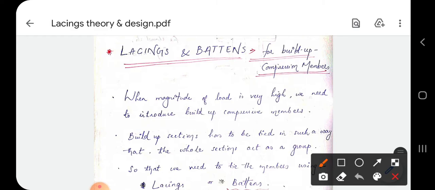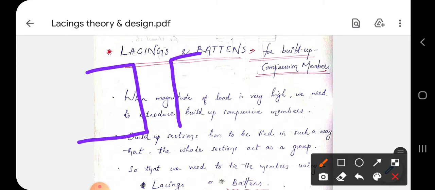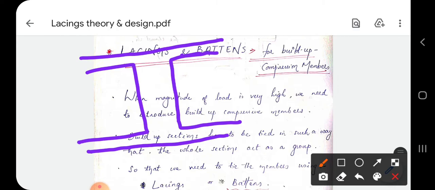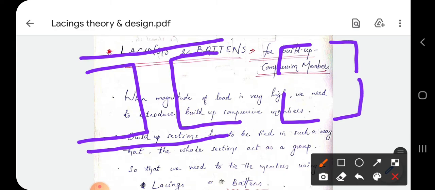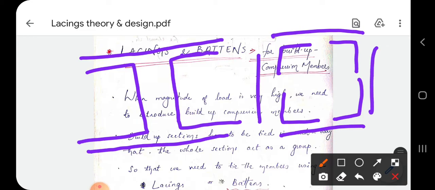For example, if we are connecting two channel sections, this is a top view of that column. We are connecting two channel sections back to back, and it is connected by using plates on either side. This is the top view of that built-up section. Similarly, if you are connecting four angle sections and it is connected either on both sides, or on four sides by using plates, this is also a built-up section. Just understand these are the top views of that section.